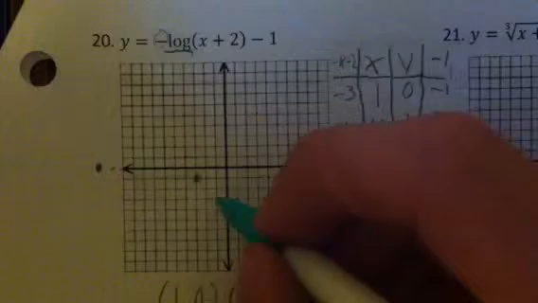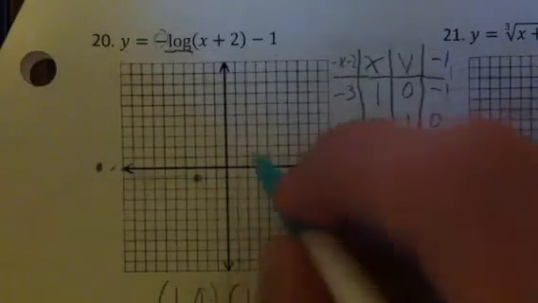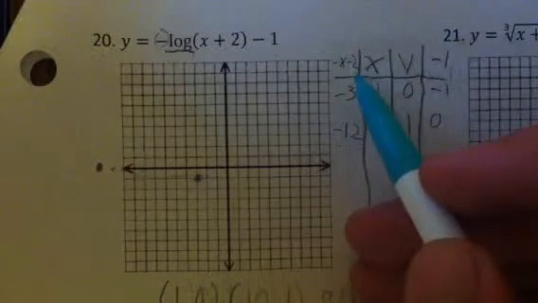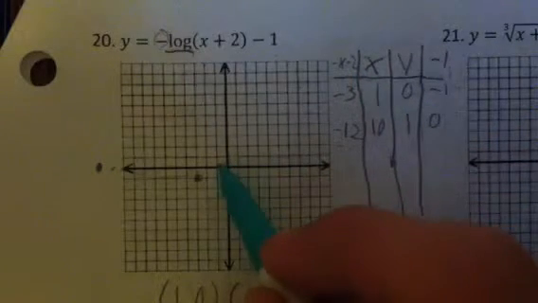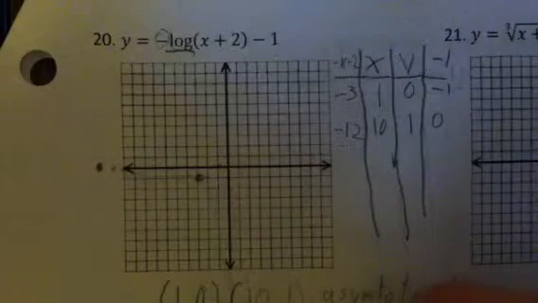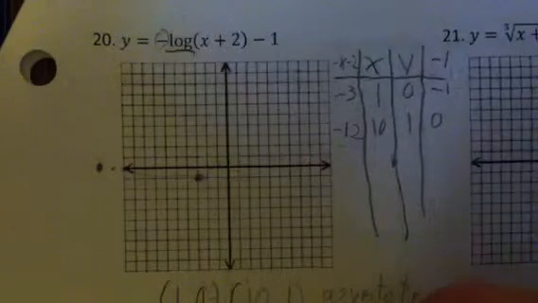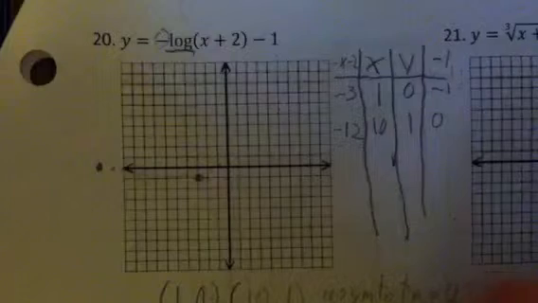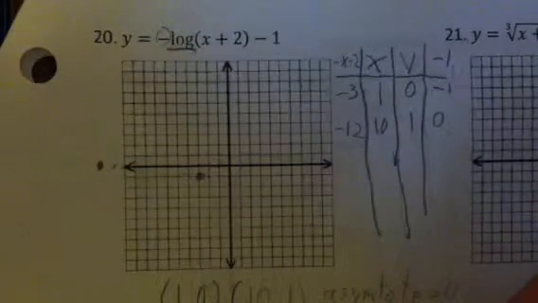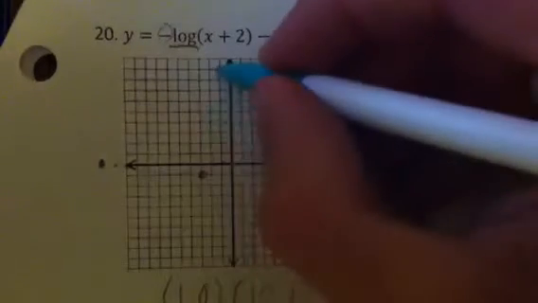Alright? So now since the x-axis shifted over 2, 1, 2, so has the asymptote that was on 0. So now the asymptote equals negative 2. So draw that in.